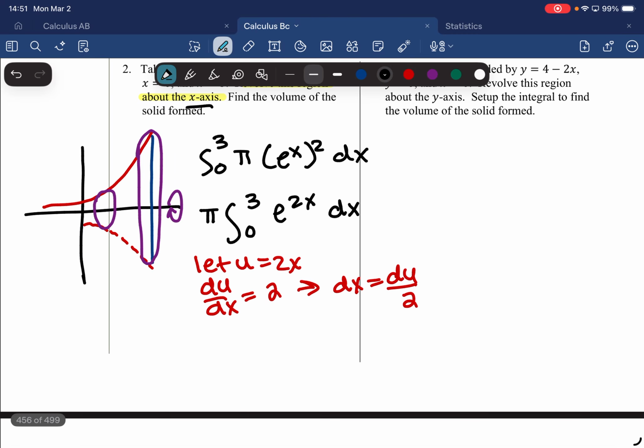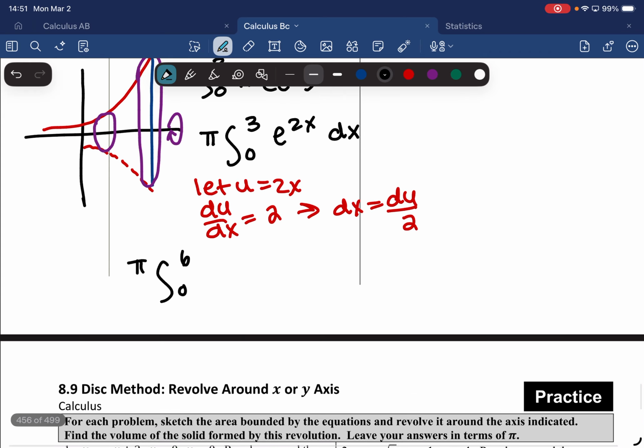Okay, we plug everything back in, which means our bounds change. So we have pi integral from 0 to 6, because u is 2x, so I multiply my bounds by 2. Okay, and then I have e to the u du over 2. So instead of writing over 2, what can I do with that? Take it out as 1/2. Good, take it out as 1/2, so I'll just have pi halves now on the outside.